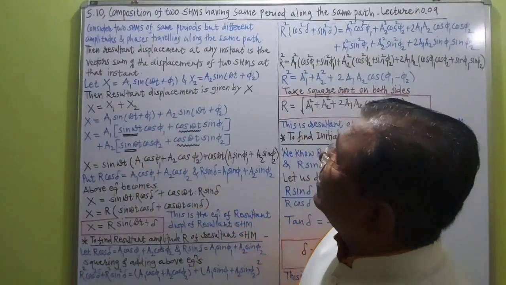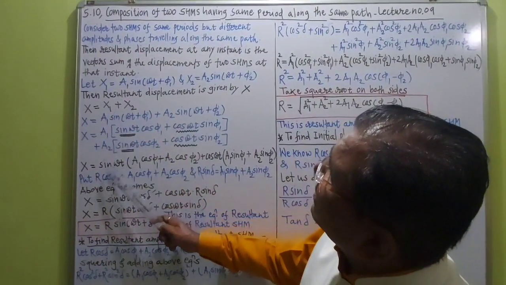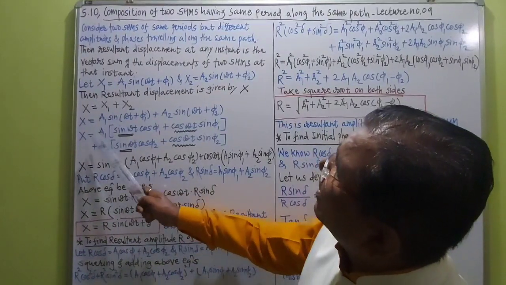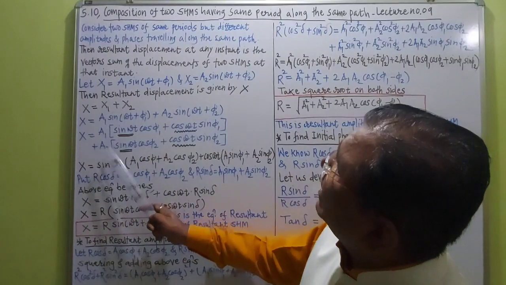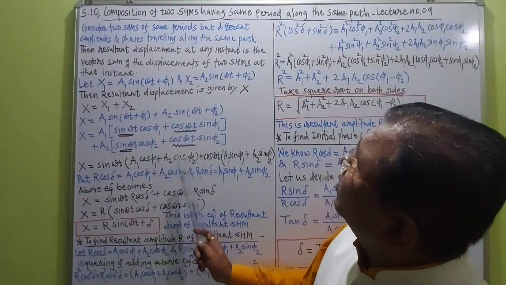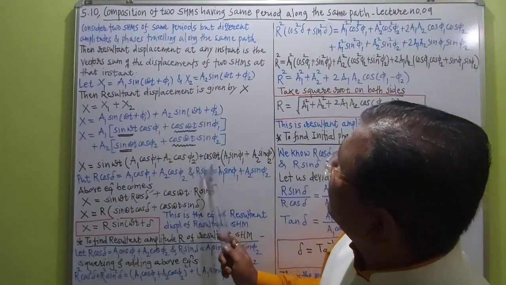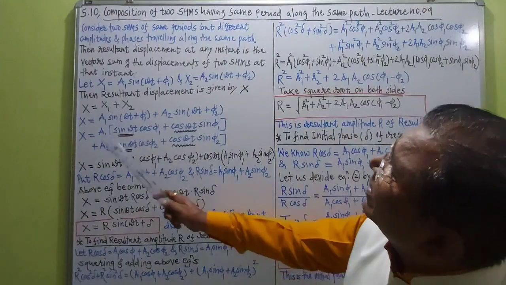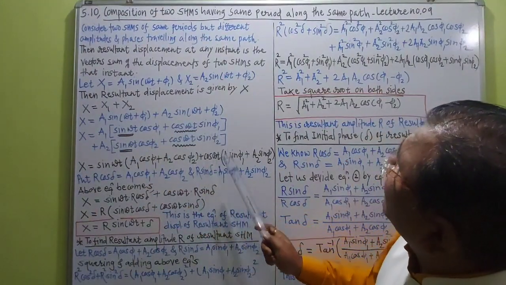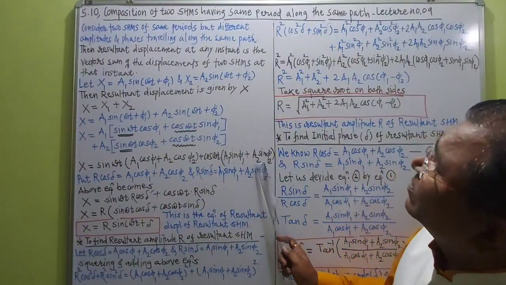Then take sin omega t common. See here, sin omega t into bracket, what will remain? A1 cos phi 1 plus A2 cos phi 2. Plus cos omega t is common here, so take cos omega t into bracket, what will remain? A1 sin phi 1 plus A2 sin phi 2, see here.